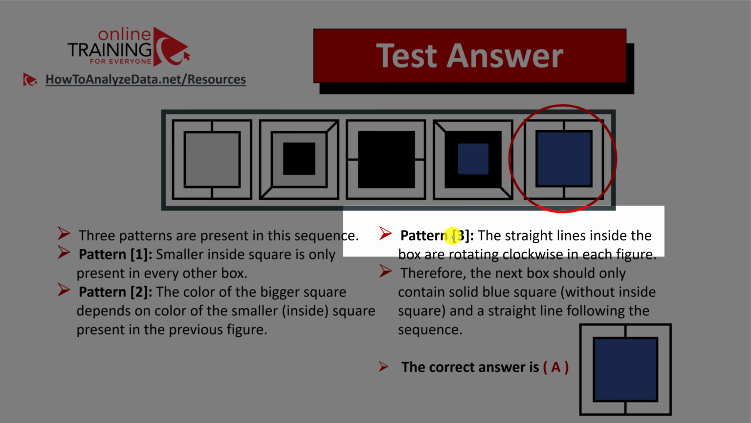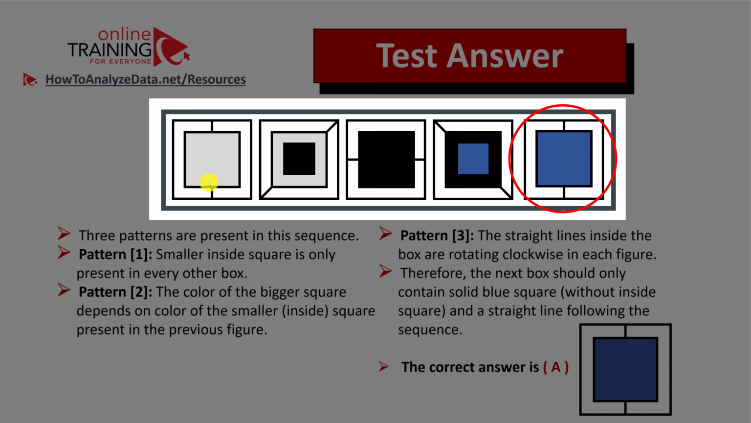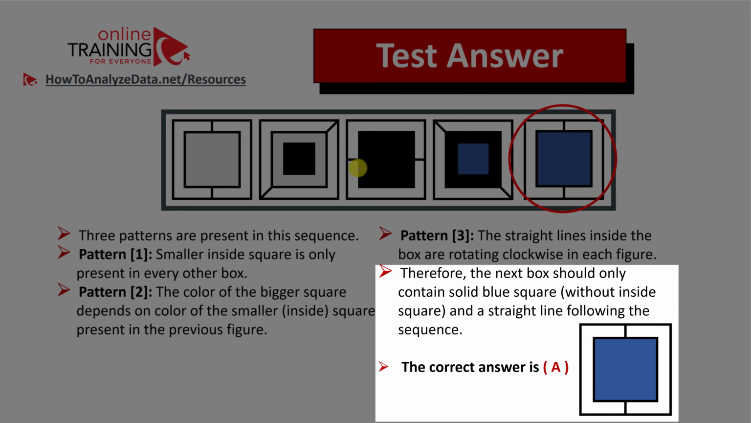Pattern number 3 is the pattern of straight lines, and you see that on the background there is a straight line here, and the straight line is present in every figure. If you look closely, you will see that the straight line rotates clockwise. So based on this information, you can see that the next square should only contain a solid blue square without an inside square and a straight line following the sequence. This leads us to the correct answer for this particular question, being choice A.